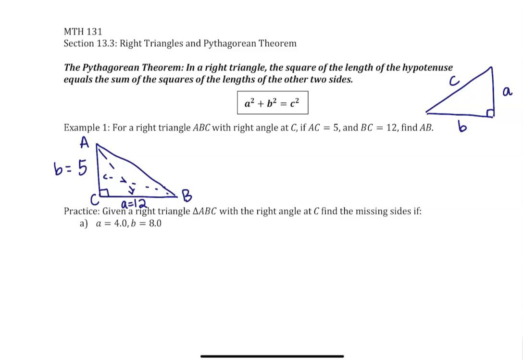In this case, in example 1, we are looking at the two legs, and so we'll say 5 squared plus 12 squared will equal the missing hypotenuse squared. 25 plus 144 will equal c squared. That gives us 169 equal to c squared. To solve this, we take the square root of both sides, and c is equal to 13.